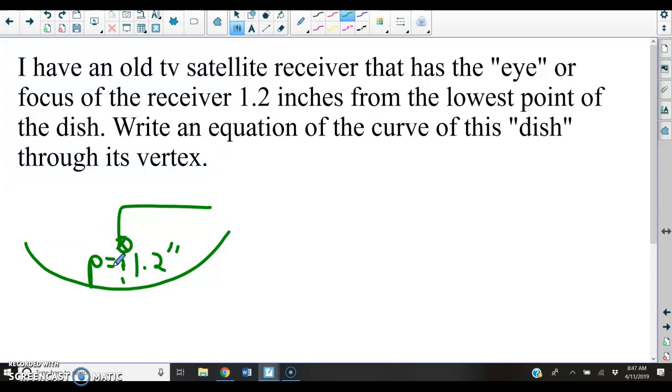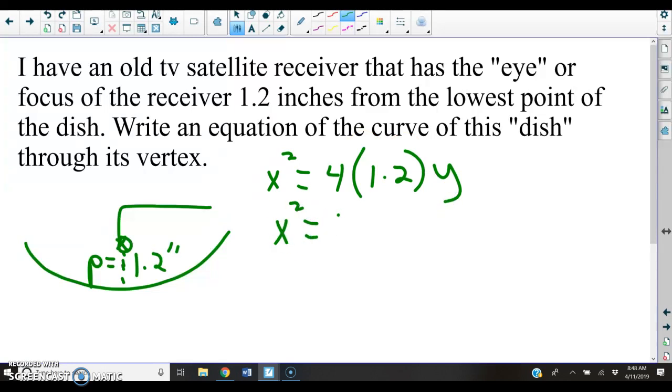Now, it doesn't matter if we do an x squared or a y squared, because remember, this dish is going to be moved up and down and around. So I'm going to do x squared equals 4 times 1.2 y, because it does not matter which one I use. So x squared is 4.8y. All right?